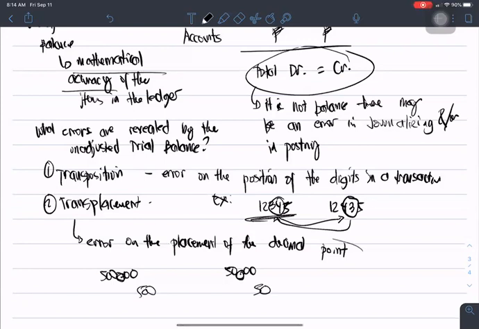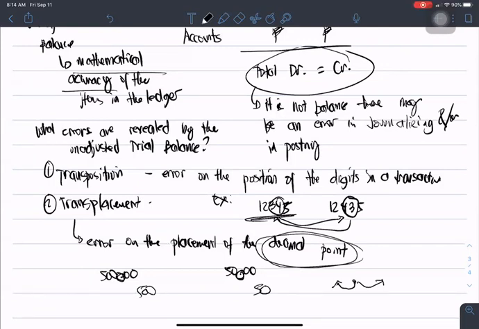There is an error on the decimal point, so long as the decimal point was moved either to the left or to the right of the number. Okay, so we call that transplacement. Again, your unadjusted trial balance proves the mathematical accuracy over your total debits and your credits. When we say mathematical accuracy, it means that your debit and credit must be equal. What if your debit and credit is not equal? It means that there is an error in the journalizing and or posting.